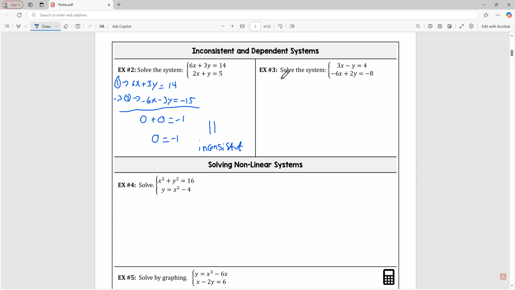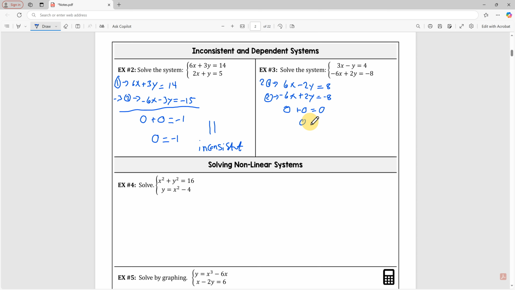I'm going to change the numbers just slightly, and I'm going to solve this by multiplying the top equation by 2. So I'm going to take 2 times my equation number 1, and that would give me 3x times 2 is 6x, -y times 2 is -2y, and 2 times 4 is 8. I'm going to copy my other equation down. I have -6x, I have plus 2y equal to -8. And now when I add these two equations together, -6x plus 6x is 0, -2y plus 2y is another 0, and positive 8 plus -8 is 0.